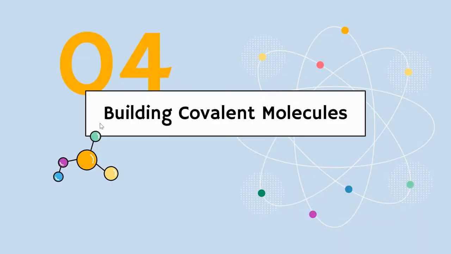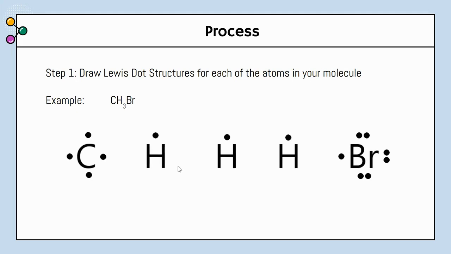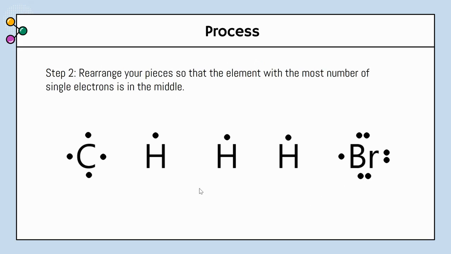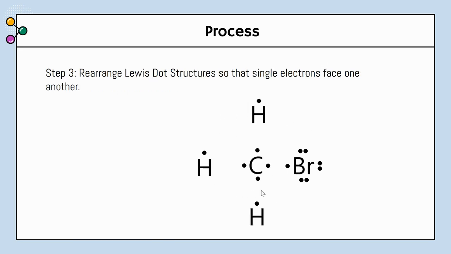Lastly, let's look at the steps to building a covalent molecule. The process is fairly straightforward. We'll want to draw Lewis dot structures for each of the atoms in the molecule. I have CH3Br here. First thing to do would be draw the valence structures for all 5 of these atoms. Next, we want to rearrange our pieces so that the element with the most number of single electrons is in the middle. In this case, I can see the carbon has the most single electrons. So I will rearrange this so that carbon is in the center and the other atoms are around the outside.